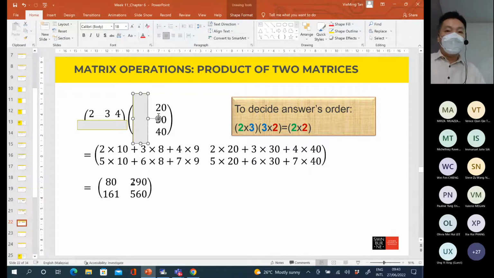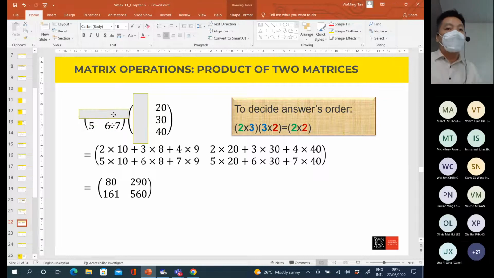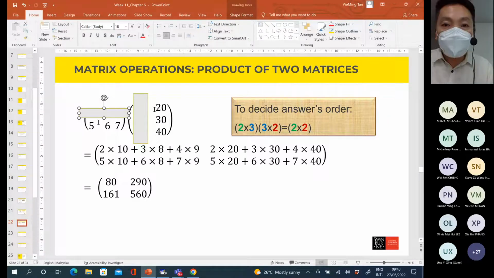Okay. How about this one? This is second row, second column. Second row, that means we need to use the second row of the matrix A, multiply with second column of matrix B. Let's try. So 5 multiply 20, you get this, plus 6 multiply 30, and then plus 7 multiply 40. Answer is equal to 560.